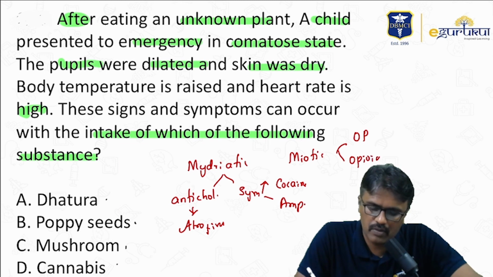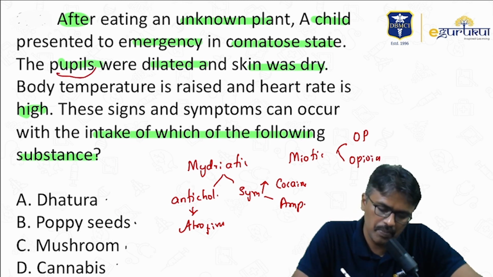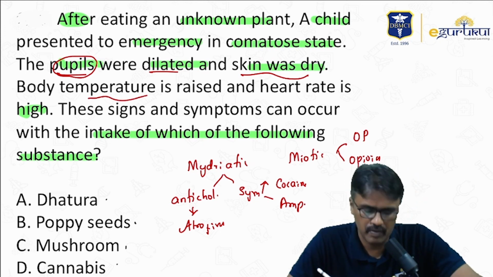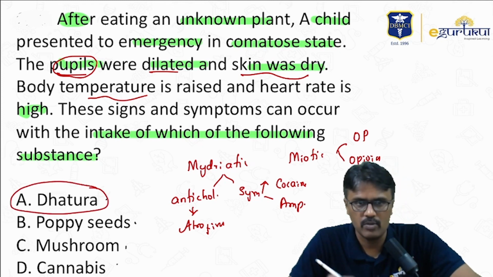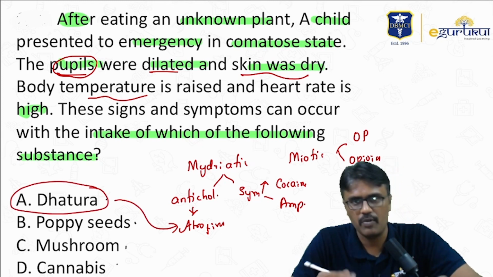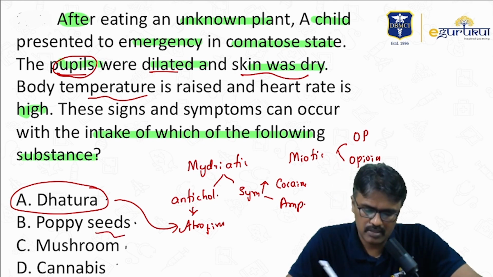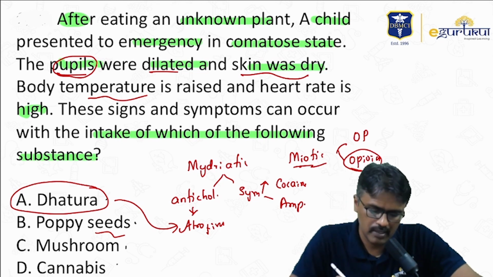These are possible. Now, the patient is having pupil that is dilated and skin is dry and temperature is high. That points towards atropine because of atropine fever. And they have not given atropine, but they have given datura, and datura is a source of atropine. It's a forensic pharmacology question. Poppy seeds are nothing but opioids, so they will cause miosis. So the right answer is datura.